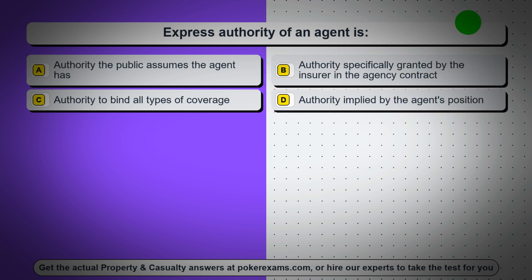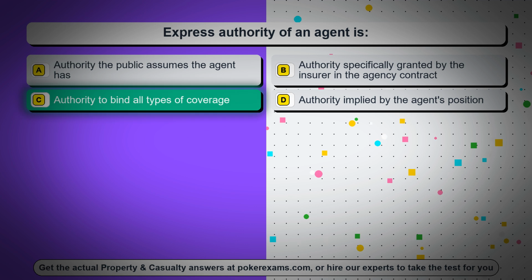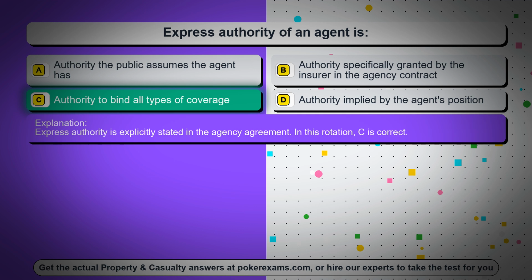Question 72. Express authority of an agent is, option A, authority the public assumes the agent has, option B, authority specifically granted by the insurer in the agency contract, option C, authority to bind all types of coverage, option D, authority implied by the agent's position. The correct answer is option C, authority to bind all types of coverage. Express authority is explicitly stated in the agency agreement. In this rotation, C is correct.